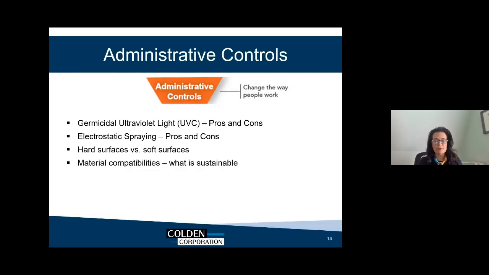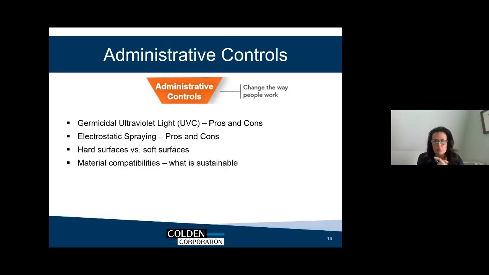Electrostatic spraying is super popular. Again, pros and cons. It lays down a very thin coat of disinfectant, and you've got to make sure you get the dwell time. So it can lay down a thin coat, but is it going to stay wet long enough to do its job? Are the surfaces you're spraying compatible with whatever's in it? I know people are starting to use this word fogging. You don't fog the air. You wouldn't use an electrostatic sprayer to do that kind of thing.